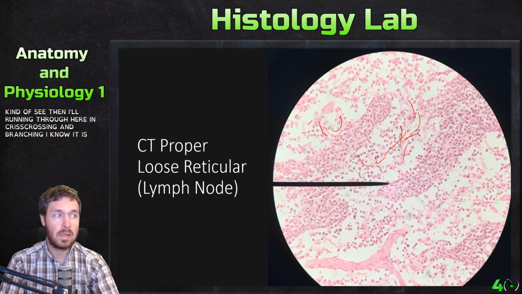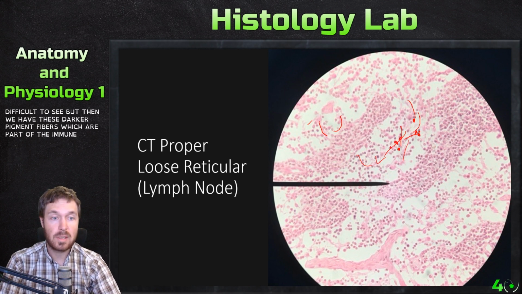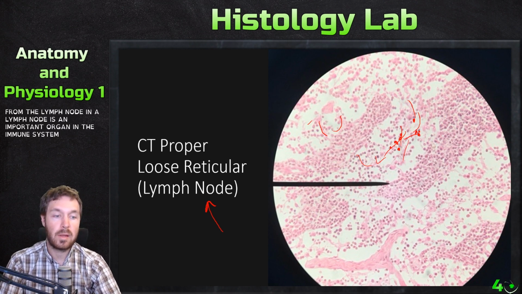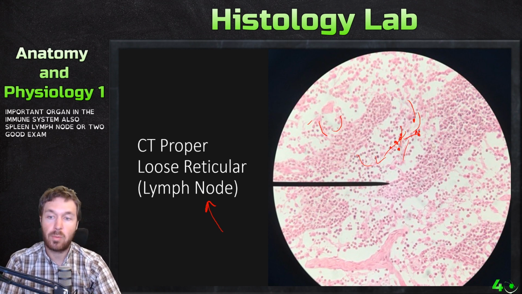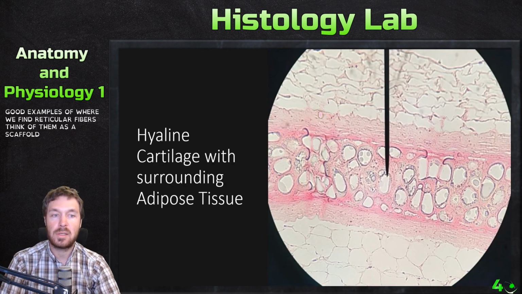I know it is difficult to see, but then we have these darker pigment cells, which are part of the immune system, white blood cells, B cells, T cells, sitting on these waiting for an immune response, because these are from the lymph node, and the lymph node is an important organ in the immune system. So spleen and lymph node are two good examples of where we find reticular fibers. Think of them as a scaffold system.